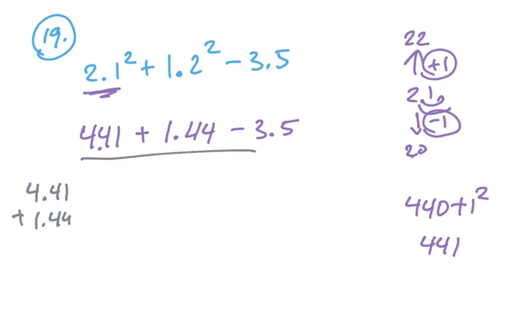So I'm just doing the first two, being that I'm reading left to right. So this is 5, this is 8, this is 5. So I have 5.85 minus 3.5.